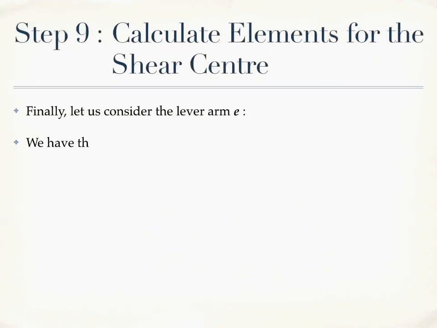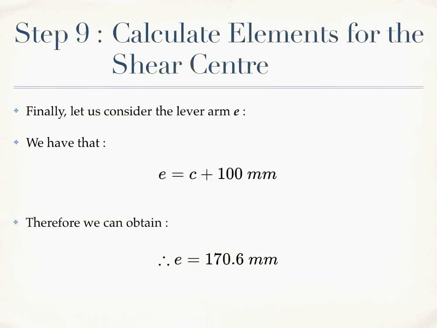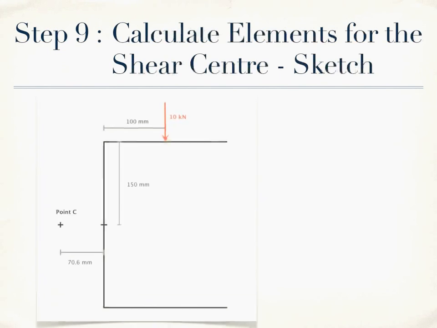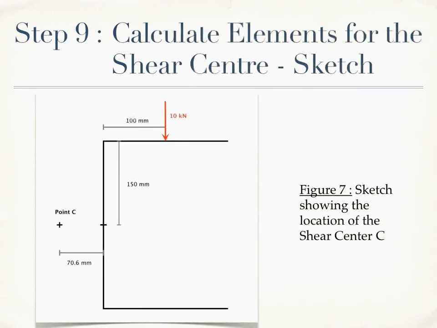To get the lever arm, we add our value for C to the value for the horizontal distance between the line of action of the force and the origin. That gives us a value for the lever arm of 170.6 millimeters. We put everything on our diagram and the point C is the shear center.